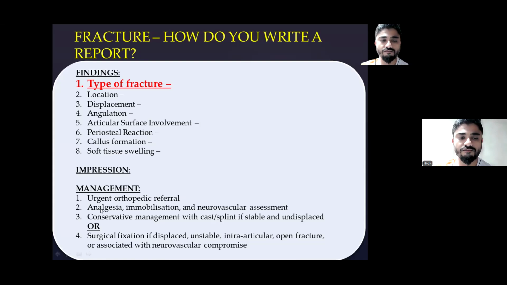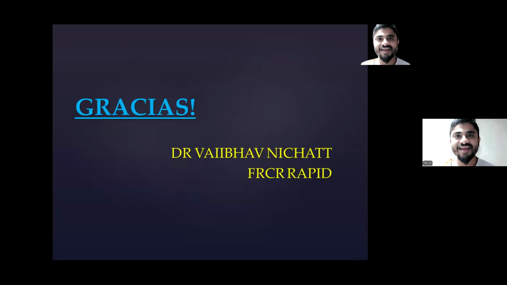Urgent orthopedic referral, analgesia, immobilization, and neurovascular assessment, and then the third or fourth. If the fracture is stable or undisplaced, mention conservative management with cast and splint application. If the fracture is unstable or displaced, then surgical fixation is required. So this is how you are going to write it at first, and if you encounter any other fracture in the examination, you just need to copy paste this format and fill in the blanks. That will save your time, and you will also secure 4 out of 5 or 5 out of 5 in the examination.